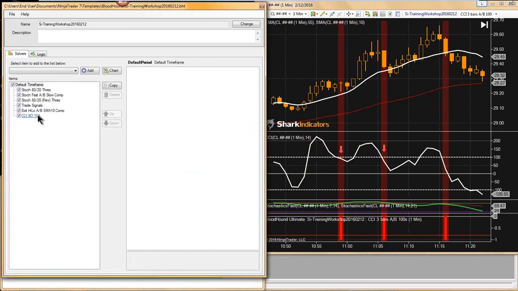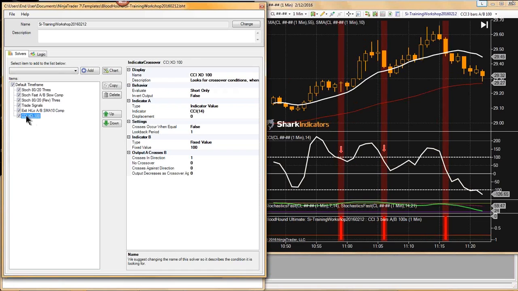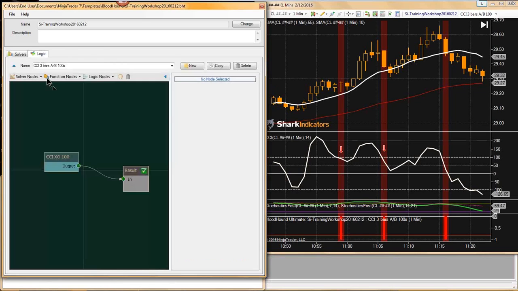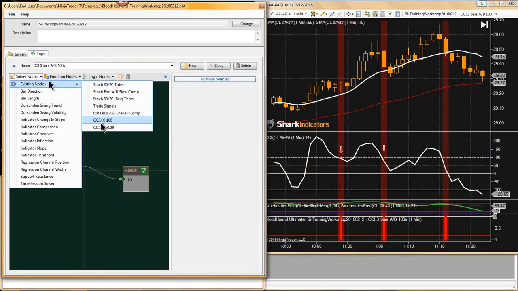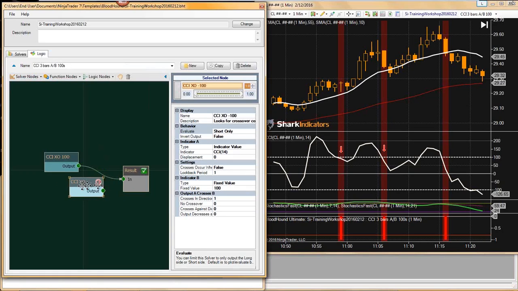Now let me take a shortcut, and so here's that solver. I'll just make a copy of it, and this time we're going to do negative 100. All right, so let's put this on the board, and we'll plug that in. I'm going to connect that up.